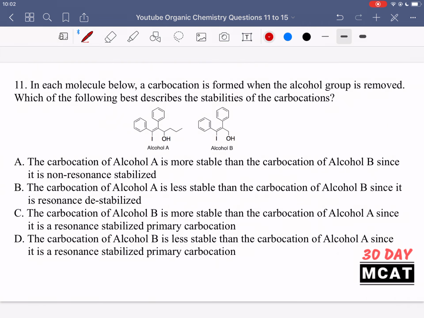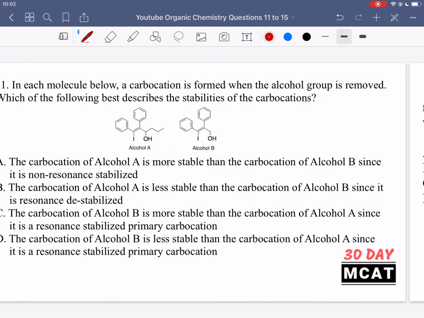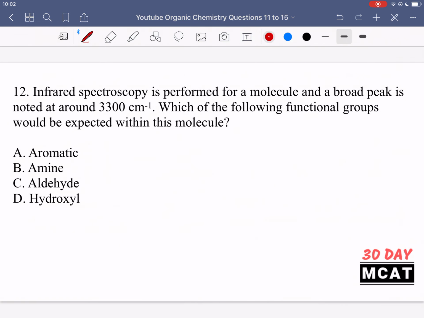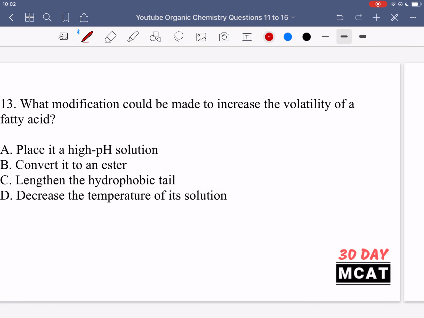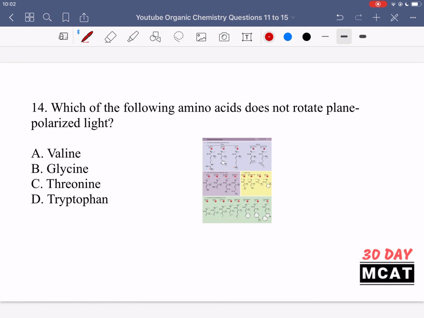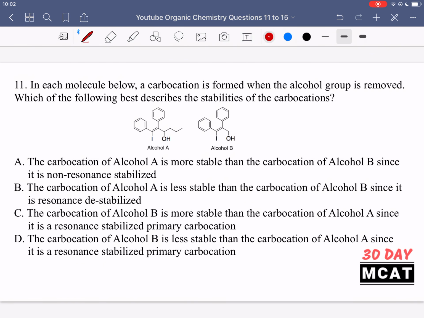First I'll show you the question so you can attempt it on your own, and then we'll go through it together. So here's question 11, question 12, question 13, question 14, and question 15. Now let's go through the questions together.